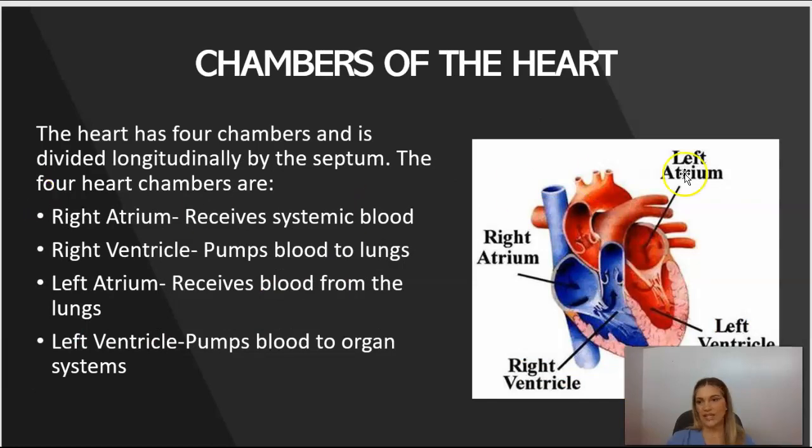So here you can see in this picture the chambers of the heart. Again, the heart has four chambers, and they're divided longitudinally, or up and down, by the heart septum. The four chambers include the right atrium, which receives the systemic blood from the body, the right ventricle, which pumps the blood into the lungs, and then you have the left atrium, which receives the oxygenated blood from the lungs, and then the left ventricle, which then pumps the blood back to the system or the organ systems.